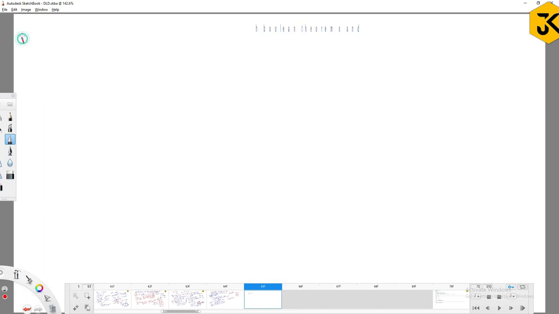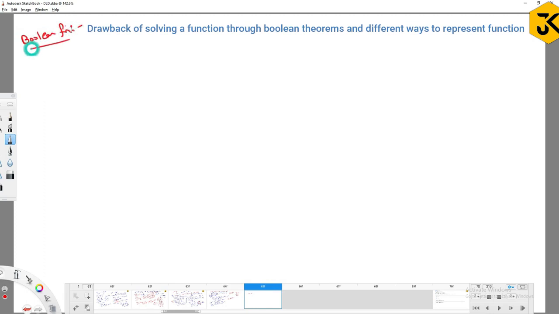If you are going to have any kind of Boolean function, I am able to minimize this Boolean function with the help of normal Boolean theorems. So far, what are the things that we have seen? But what is the drawback here?